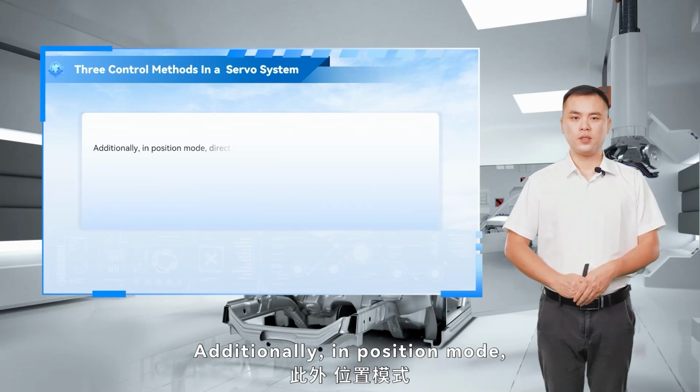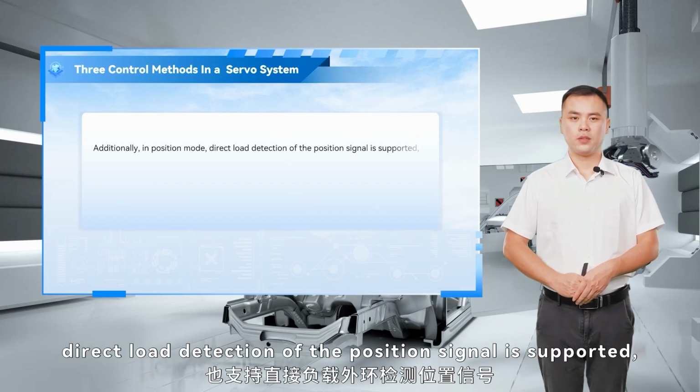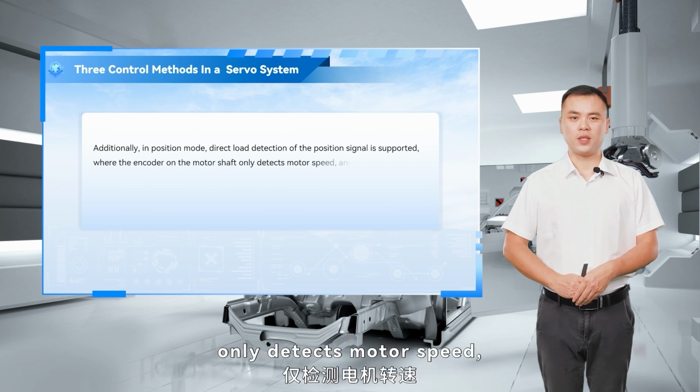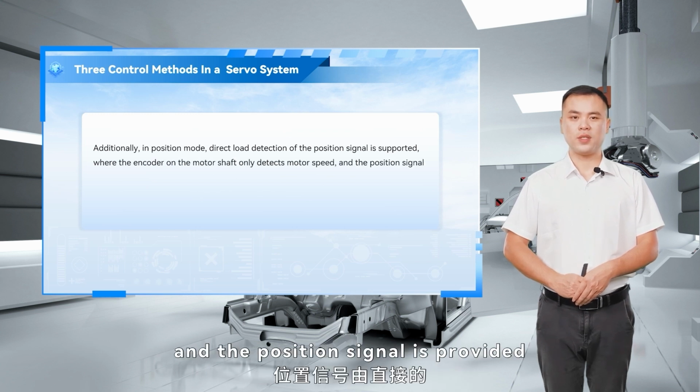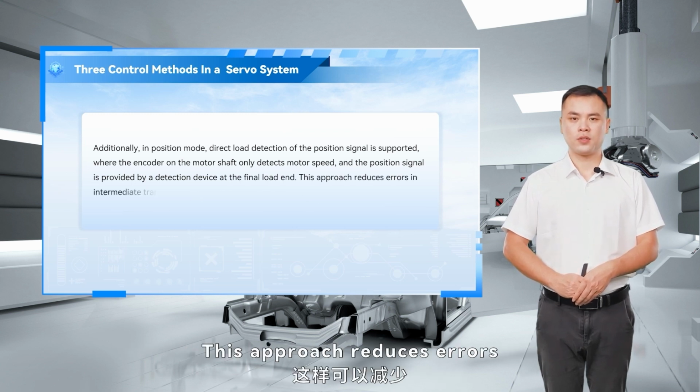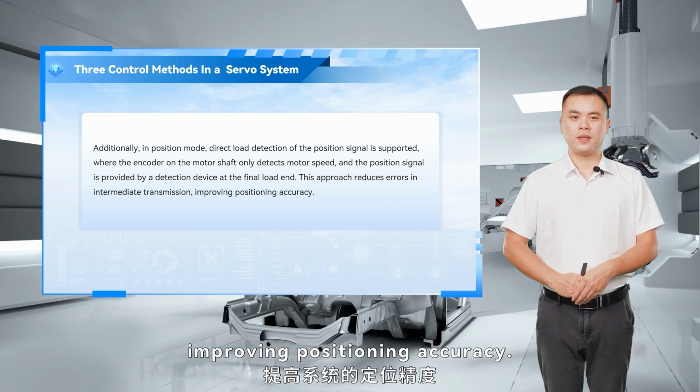Additionally, in position mode, direct load detection of the position signal is supported, where the encoder on the motor shaft only detects motor speed. The position signal is provided by a detection device at the final load end. This approach reduces errors in intermediate transmission, improving positioning accuracy.